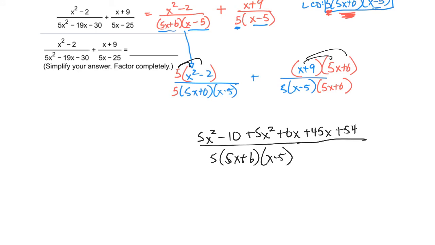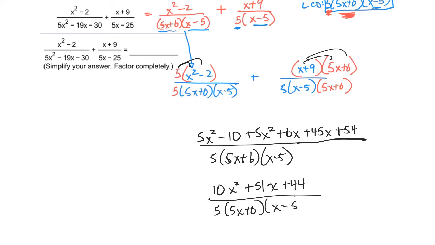Now just collecting like terms, 5x and 5x squared would be a 10x squared. The x's, it looks like I'll have 51x. And then the numbers, it looks like I'll have a positive 44, all over my lowest common denominator. So that would be my answer to that one.